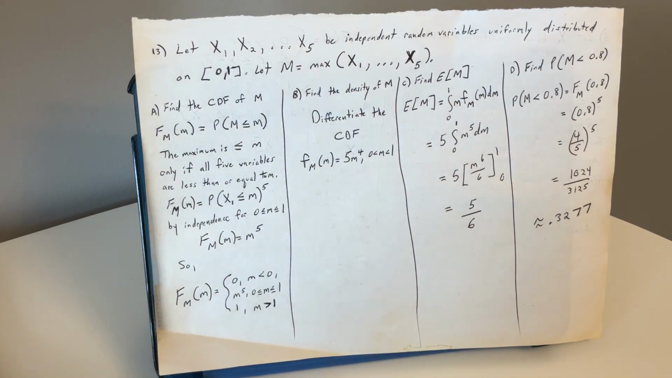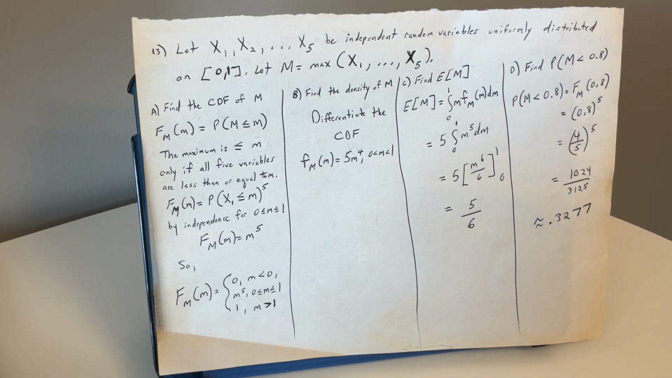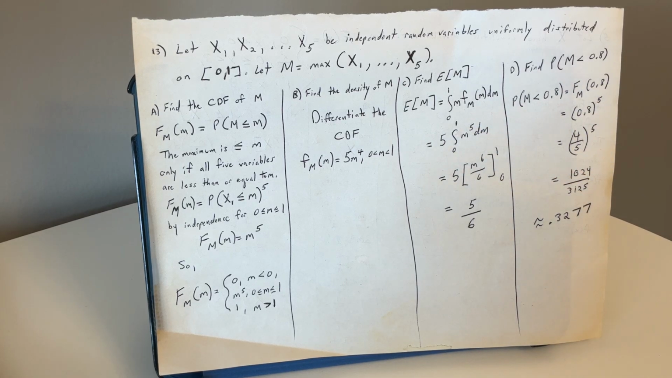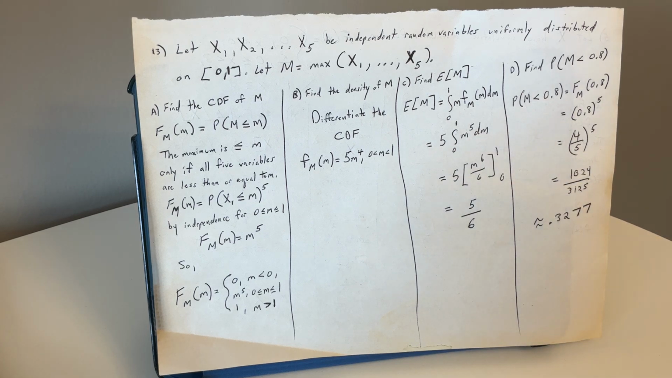Letter C, we want to find the expected value of M. We take the integral from 0 to 1 of m times f sub M of m dm. So that's 5 times the integral from 0 to 1 of m to the 5th dm. Integrate, and we get 5/6.